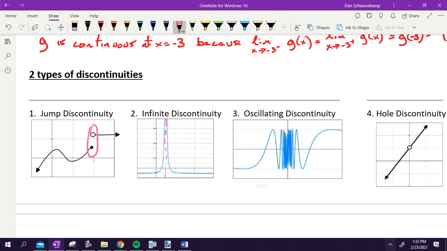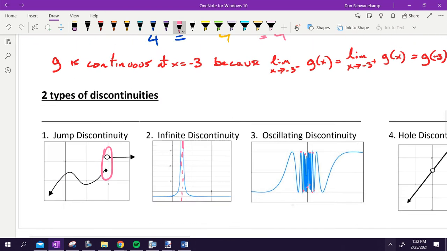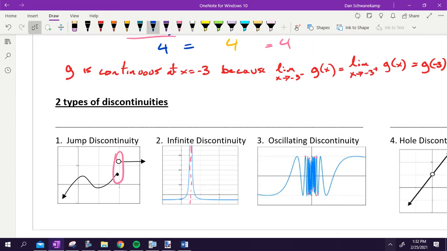That's a discontinuity. The weirdest one is this one, oscillating discontinuity. It might look like they connect, but they don't. It is randomly jumping from point to point. I've never seen them ask it on the AP exam, but if they did and you see that craziness, it's not continuous. Okay? Those 3 types of discontinuities are referred to as non-removable. Those are non-removable discontinuities. It's the subcategory there.